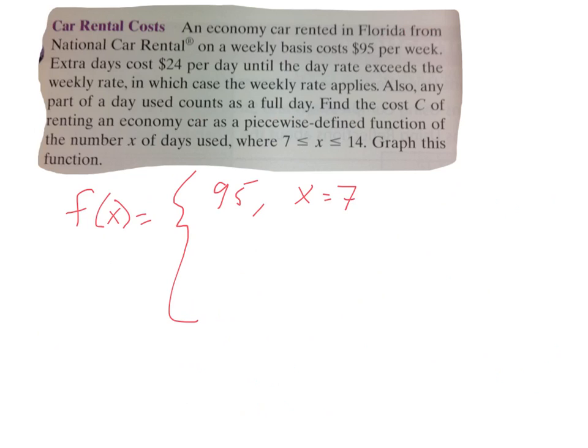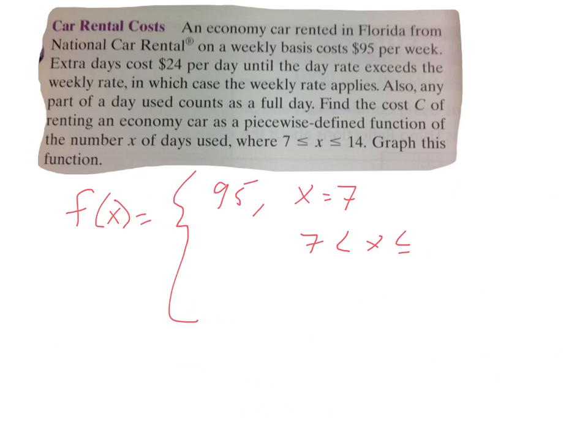If it's slightly more than 7, you automatically pay for another day, right? Then the question is, when would we get to the point where we're actually paying more than the weekly rate? When is 24 times x more than that? How many days do we have to add before we get to the weekly rate?